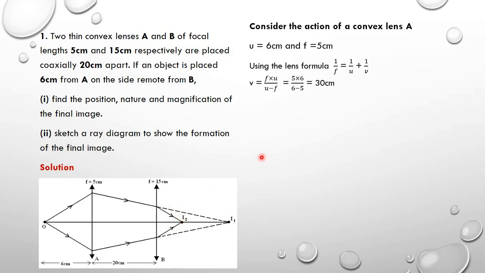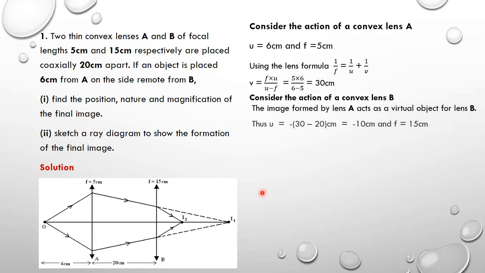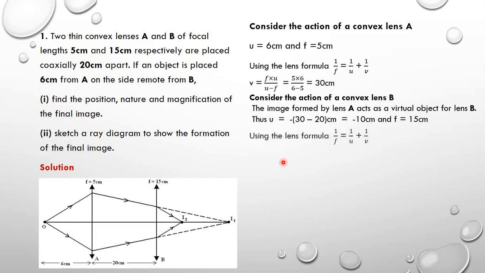So when you're considering the action of lens B, we shall have u is going to be the distance from here up to here, which is 30, minus the separation, which is 20 centimeters, which is going to give us negative 10 centimeters. So u is going to be negative 10 centimeters, and f is 15 centimeters. So using the lens formula, we shall have our v as 6 centimeters. So it is positive, which implies that it's going to be a real image. That's why even this, as you can see, is real.